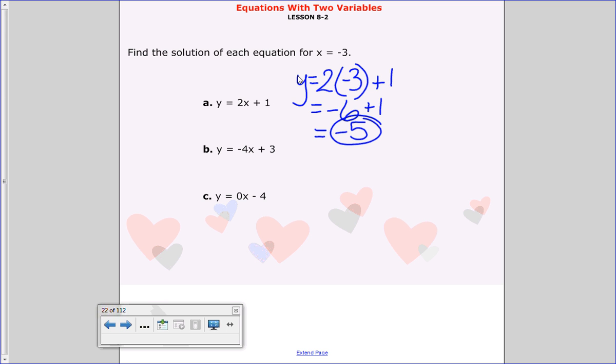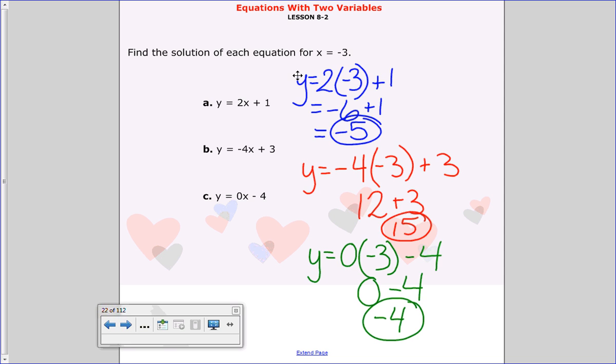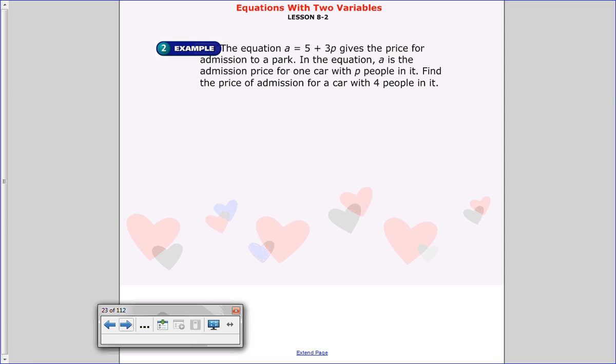All right, let's check those, shall we? So I have y is equal to negative 4 times negative 3 plus 3. Well, two negatives make a positive 12 plus 3, which is 15. And then finally C, I have y is equal to 0 times that negative 3 minus 4. Well, that is 0, and 0 minus 4 is negative 4. So those would be your answers. So that's the first part of today's lesson.